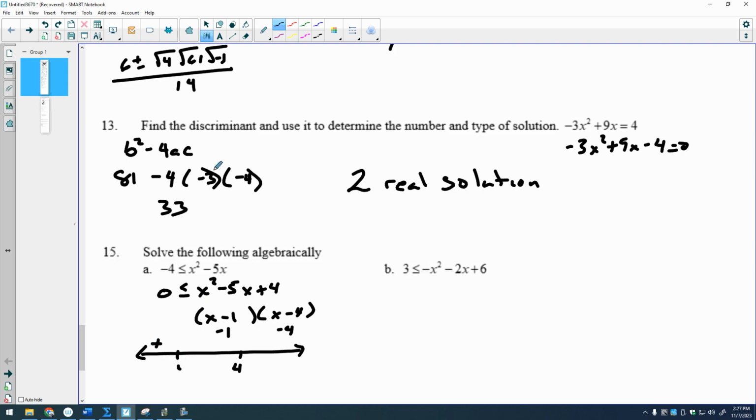Something between 1 and 4, like 2. Plugging in 2 makes this number a 1, makes this number a negative 2, and a positive times a negative is a negative. Plug in something bigger than 4, like 5. 5 minus 1 is positive. 5 minus 4 is positive, and a positive times a positive is a positive.